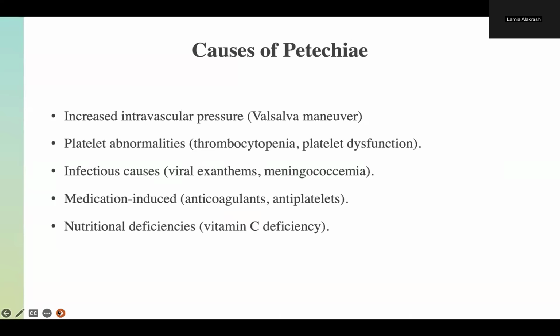We'll talk about general causes of petechiae, which includes increased intrathoracic pressure like the Valsalva maneuver due to, for example, excessive coughing or vomiting, platelet abnormalities either due to low platelet count, which is thrombocytopenia, or platelet dysfunction. Infectious causes, always consider secondary causes like infection or medication such as anticoagulants or antiplatelets. Nutritional deficiencies, most commonly vitamin C deficiency.